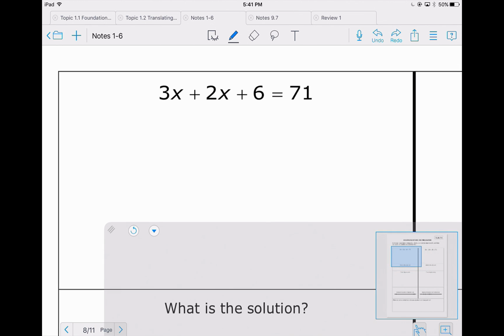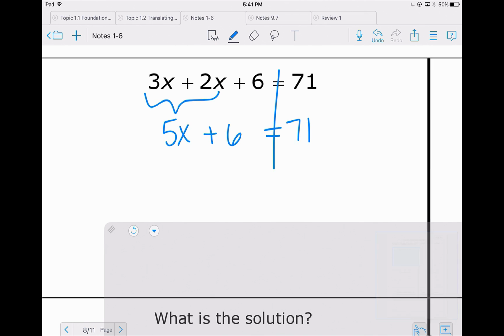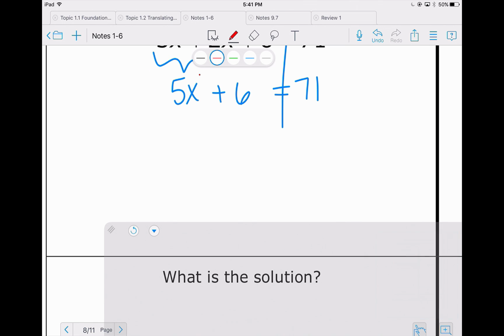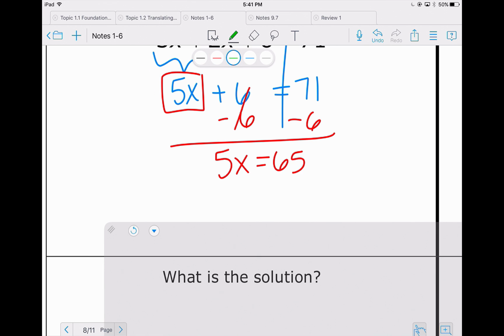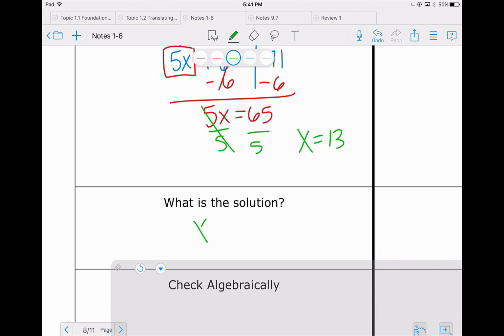The great thing about inequalities is that we solve them just like we solve equations. So first thing I'm going to do is solve this equation according to my flow chart. My flow chart says that I have 3x plus 2x because those are like terms on the same side of the equal sign. I will put them together for a total of 5x plus 6. From here, I can box my term and subtract 6 from both sides. So 5x equals 65. And then divide both sides by 5, and x equals 13. So my solution is x equals 13.